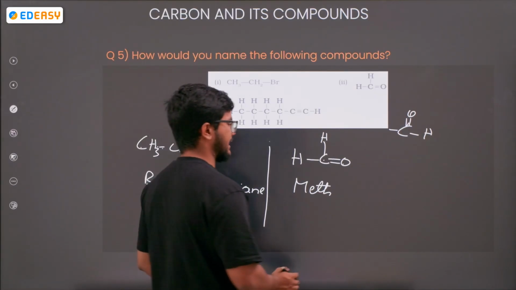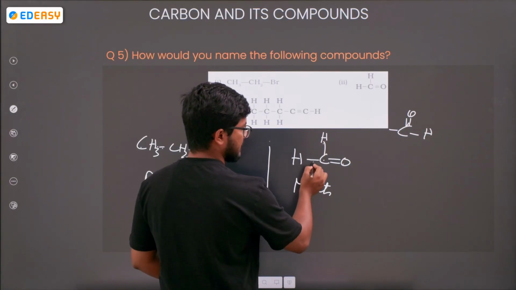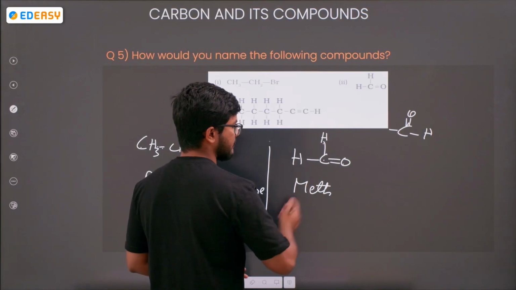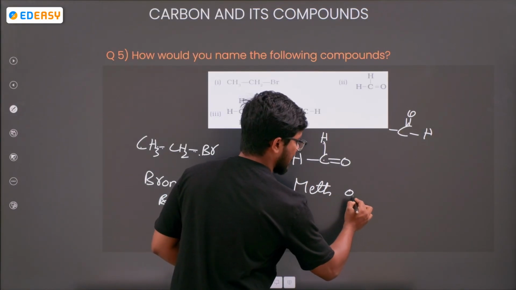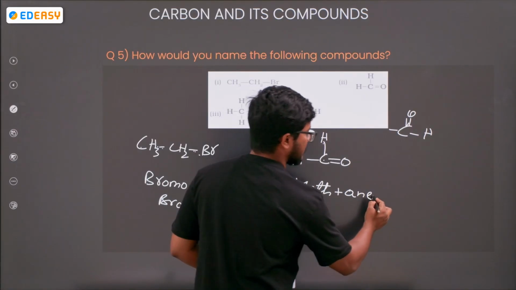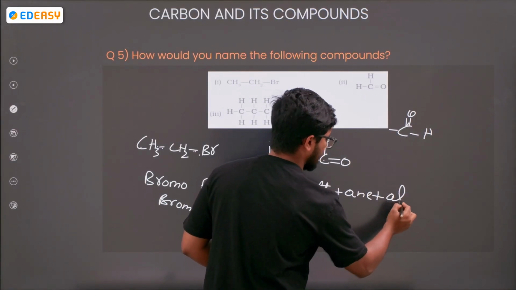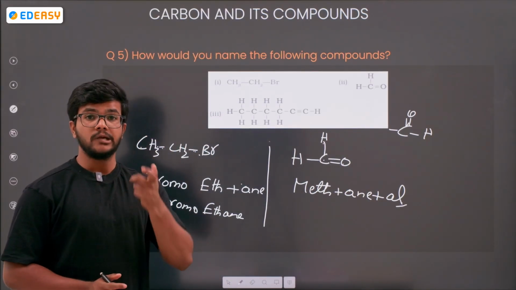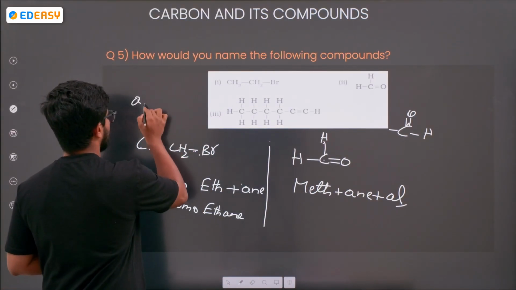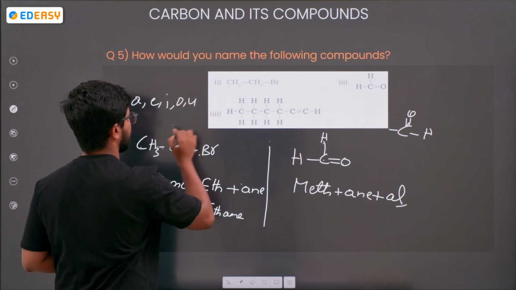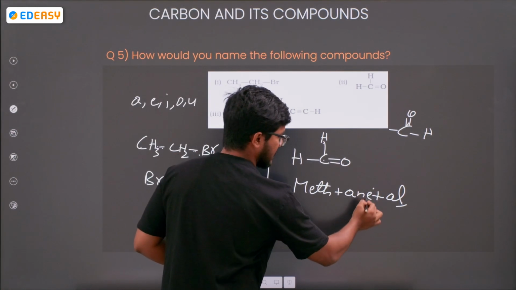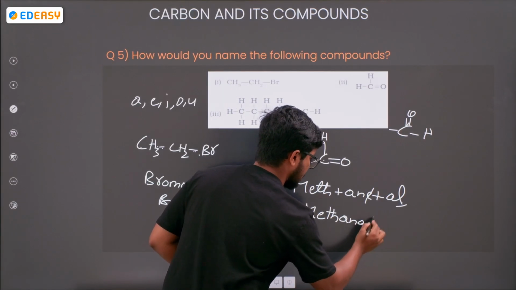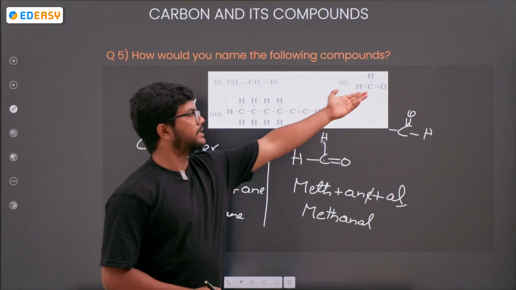Yes, aldehyde, with -al. So we have single bonds, and the carbon is not having any other type of bond. It can be single bond. So here we have a single bond, meaning -an, with the secondary suffix aldehyde, which is -al. If the secondary suffix starts with a vowel letter, vowels are A, E, I, O, U, you just need to cancel the final letter. So meth plus anal, methanal. This is methanal.